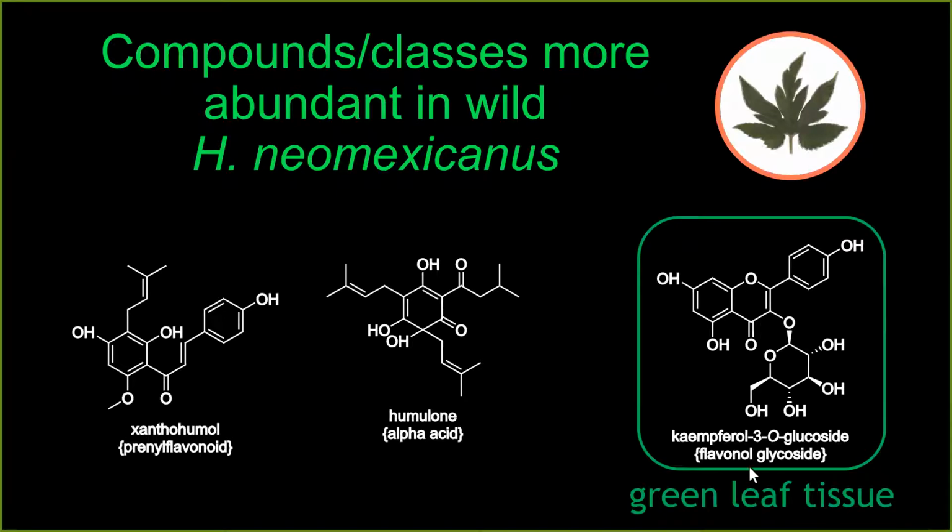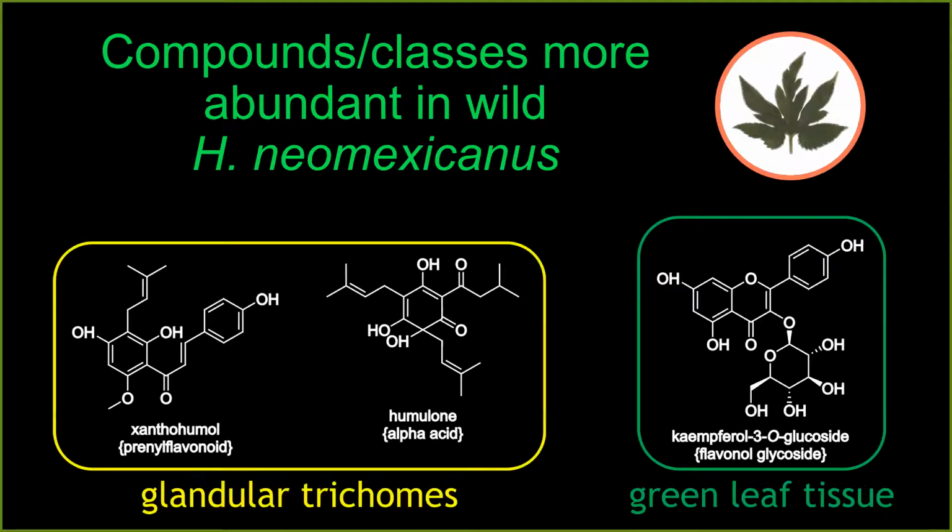So now the flavonol glycosides are produced in the green leaf tissue. So most of what you see here is green leaf tissue. But the prenylflavonoids and the alpha acids are produced in glandular trichomes, which are specialized structures on the plant leaves. So these 2 different groups of compounds are produced in different parts of the leaf.